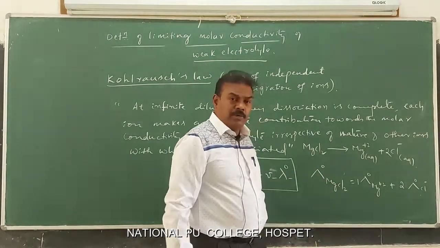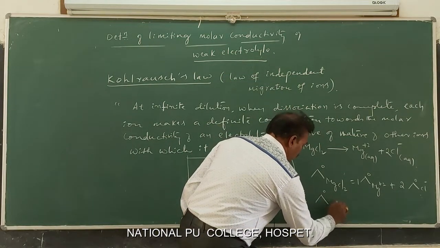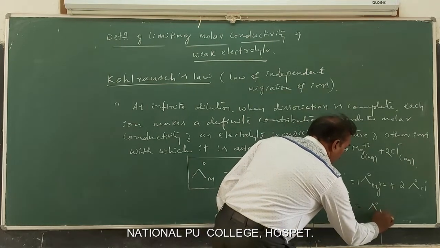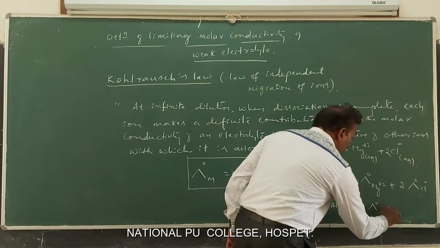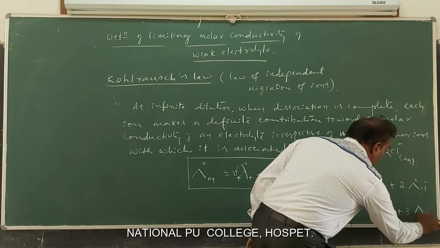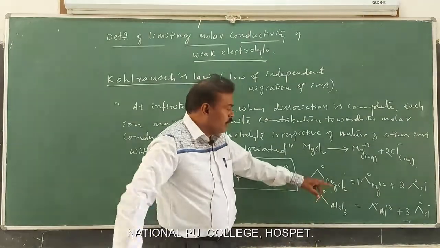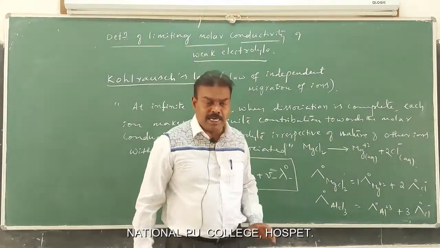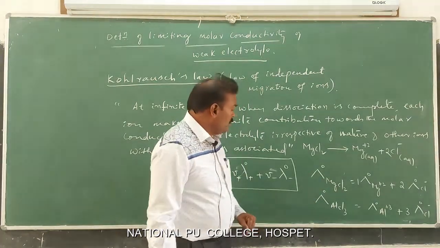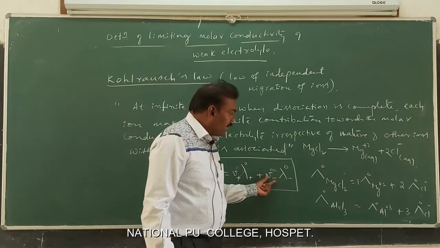In the same manner, we can write for another example, the limiting molar conductivity of aluminum chloride. Here, the limiting molar conductivity of the aluminum ion, that is +3 charge, and 3 into the limiting molar conductivity of the Cl- ion. In this way, we can represent the limiting molar conductivity of any electrolytic substance. Here nu plus for magnesium ion is 1, nu minus for chloride ion is 2 only.